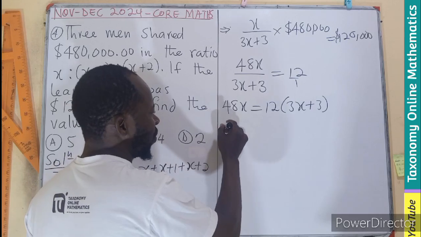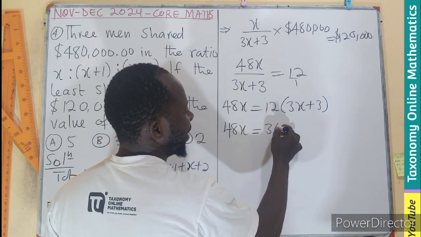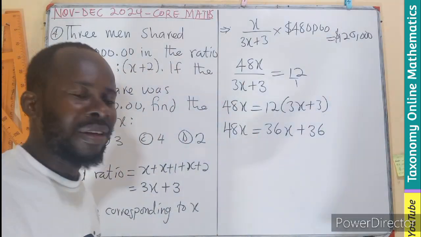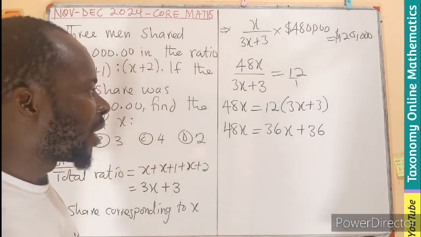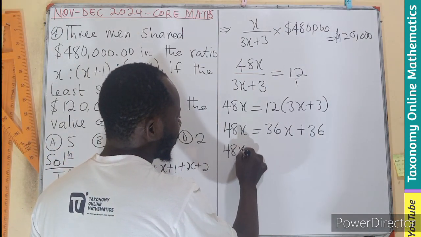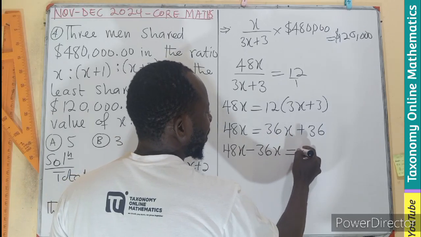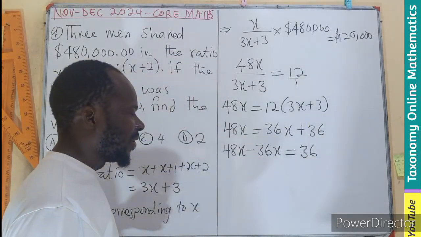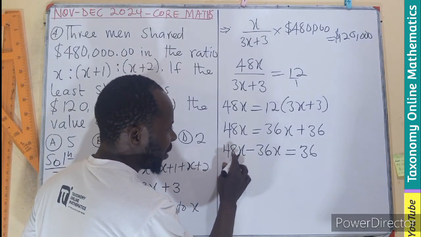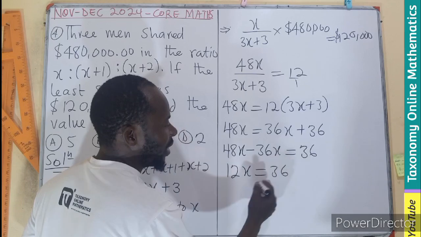We can expand further to have 48x equals 36x plus 36, since it is the same 12 that is multiplying. We can group like terms to have 48x minus 36x, leaving us only 36. 48 minus 36 gives 12. So 12x equals 36.